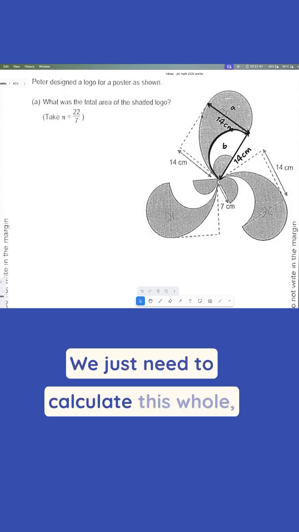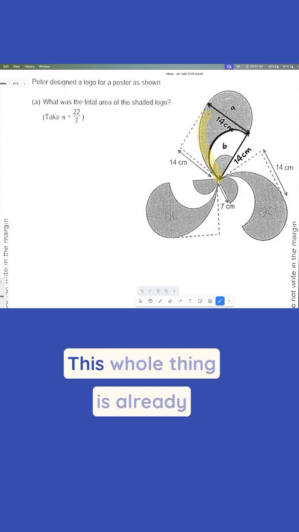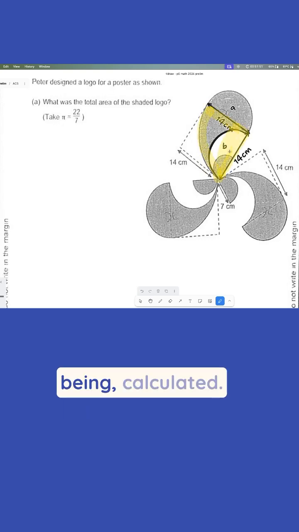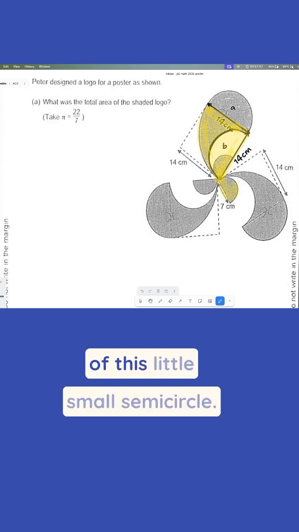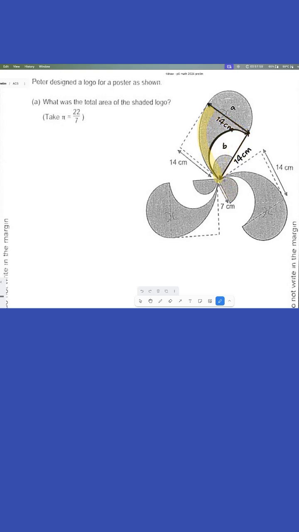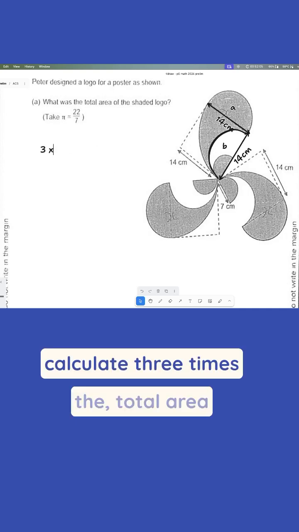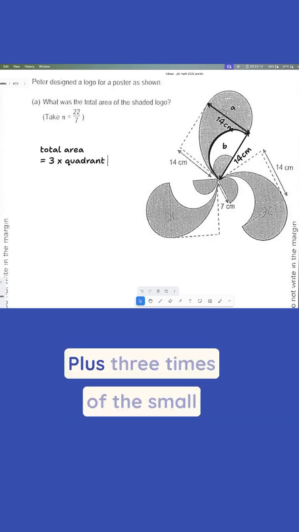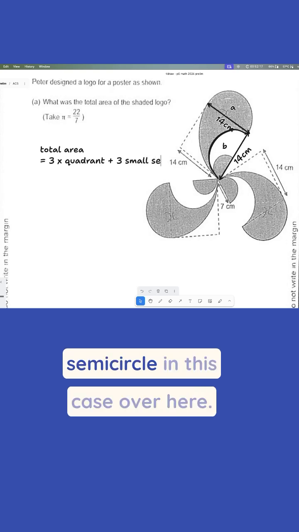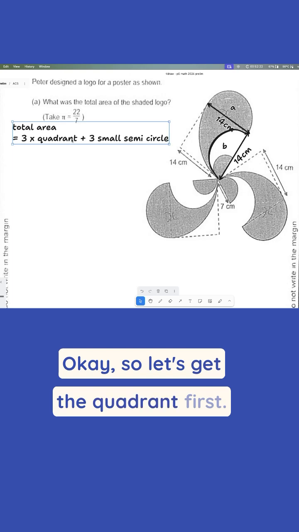We just need to calculate this whole quadrant, or quarter circle, right? This whole thing is already being calculated. That's what you see over here. But we have an additional little small semicircle. So from here we just need to calculate: 3 times the total area is equal to 3 times the quadrant plus 3 times the small semicircle in this case. Okay, so let's get the quadrant first.